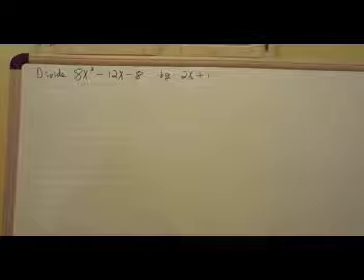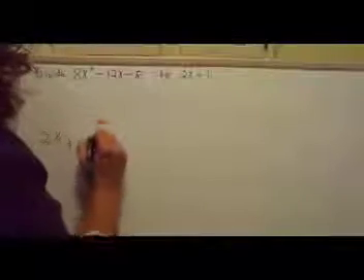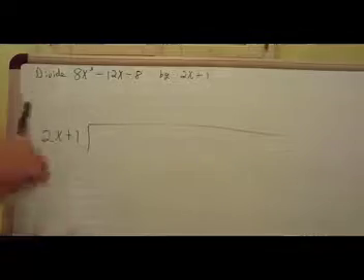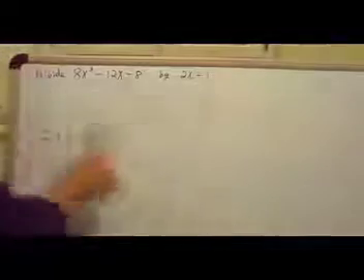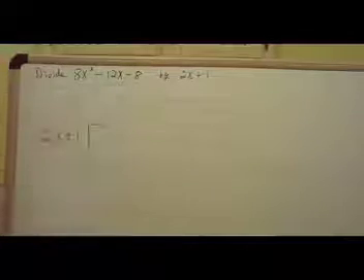I'm going to divide 8x cubed minus 12x minus 8 by 2x plus 1. So let's establish our divisor. The 2x plus 1 is indeed my divisor. So I'm going to write it out here like so. I'm going to make my bracket and I'm going to put in my 8x cubed minus 12x minus 8.